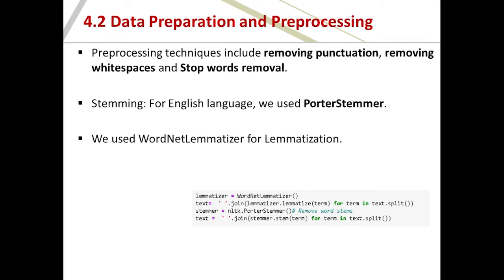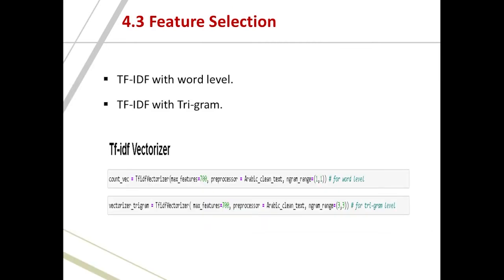This stage includes removing punctuation, removing white space, and stop word removal. We also changed all the words to lowercase, and we used stemming, the Porter stemmer, and we used the WordNet lemmatizer for lemmatization. After we cleaned the data, we moved to the feature selection, where we used TF-IDF with word level and TF-IDF with trigram level.